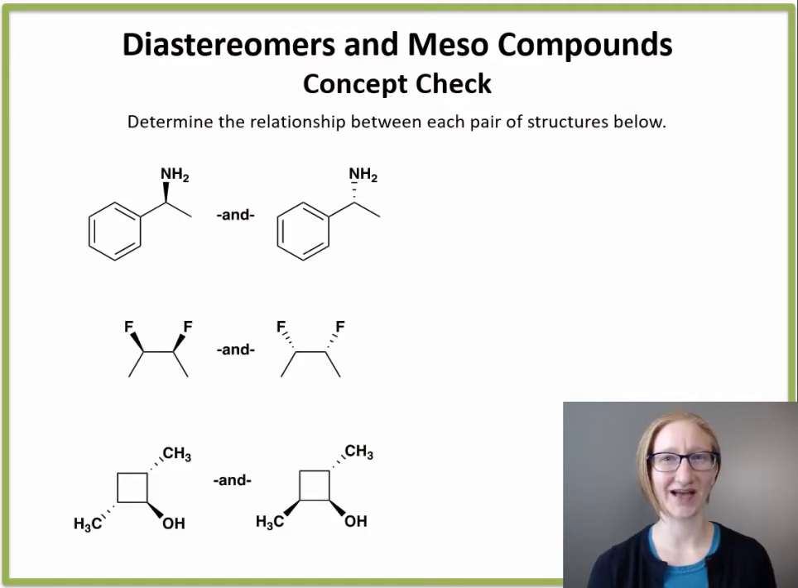In this question, you're asked to determine the relationship between each pair of structures shown. In the first case, these are enantiomers. It's a chiral molecule with one stereocenter, and the two drawings are mirror images of one another.